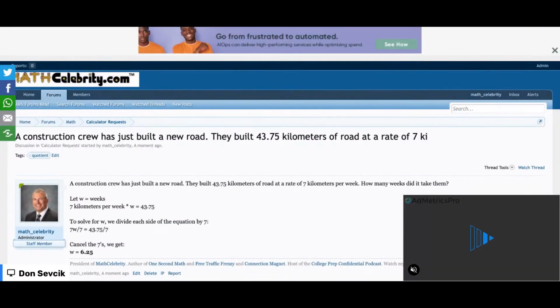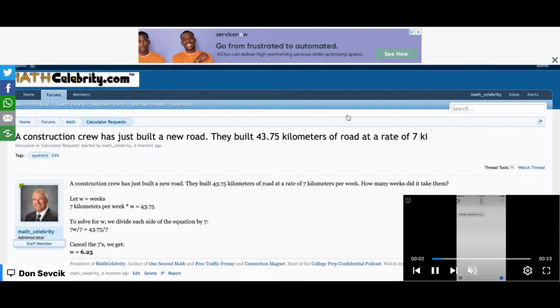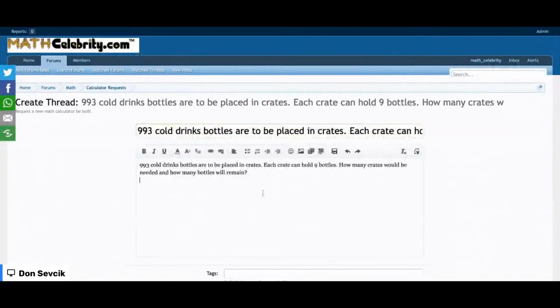Let's move it on up here. All right. Next one. 993 cold drink bottles are to be placed in crates. Each crate can hold 9 bottles. How many crates would be needed and how many bottles will remain? All right. We have 9 bottles per crate. Let C equal the number of crates, 9 times C equals 993. So to simplify, we could say this, 9C equals 993.